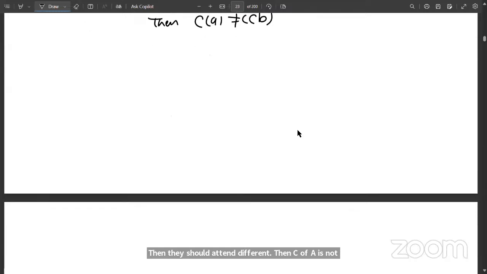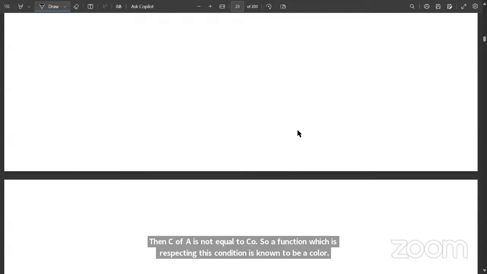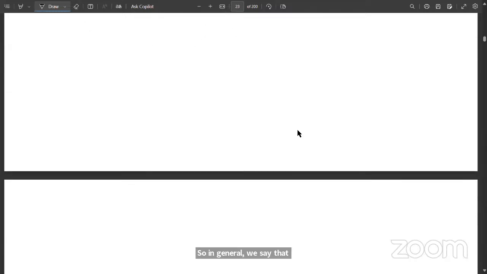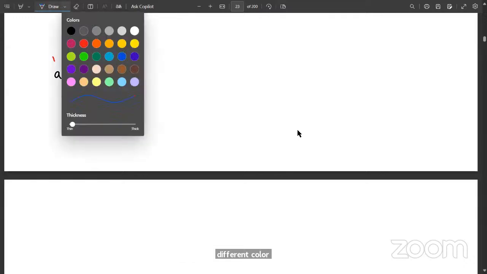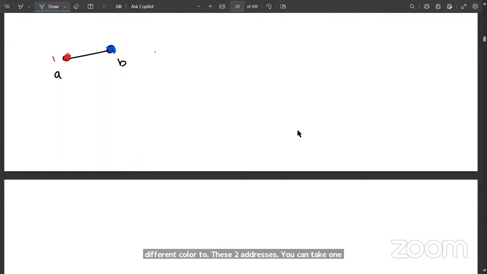So in general, if I want to color a graph, I want to find the number of colors required to color my graph using this particular restriction. What is the restriction? If there is an edge between two vertices A and B, then you will give different colors to these two vertices. You can take one to be red and one to be blue, or whatever color you like. So this is the aim of coloring a graph.